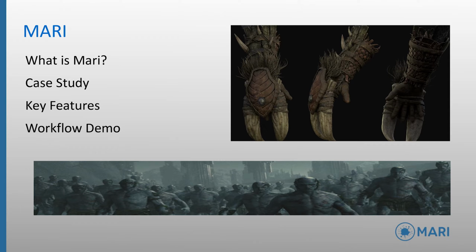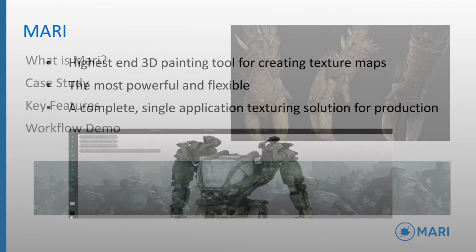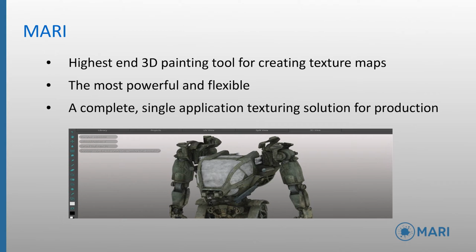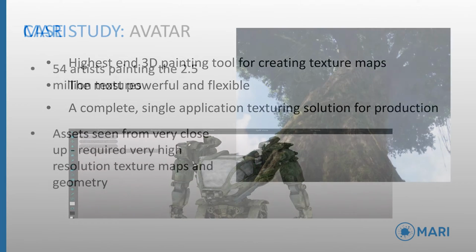We're going to start by introducing Mari before talking about a case study, and then moving on to its key features, and finally we will jump into the software, and I'll show you the tools and demonstrate some of the highlights. Mari is the highest end 3D painting tool for creating textures. It is the most powerful and flexible, and it is a complete single application texturing solution for all kinds of production.